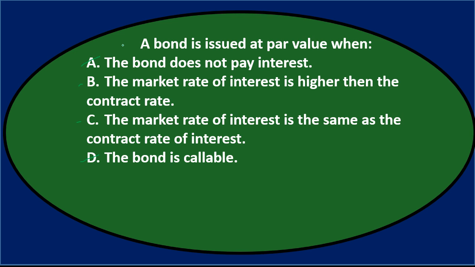A bond is issued at par value when either B, the market rate of interest is higher than the contract rate, or C, the market rate of interest is the same as the contract rate of interest. And it's actually going to be C. If you think about it, remember that the interest rate is the thing that can't change on the bond, because it's already printed on the bond. Whereas if it was a note, it's the thing that we would change. If we're trying to get a loan from the bank, we would set the amount at, say, 100,000, and we would haggle over the interest rate.